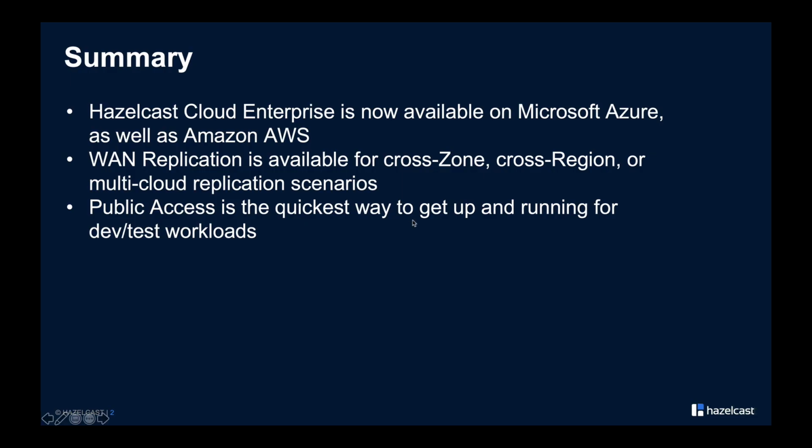Just to wrap up for the day, the focus today wasn't on showing all the features of Hazelcast Cloud Enterprise, but to focus on relatively new software features that have been added since the launch earlier this year. So the biggest of those new features is that we can now deploy to Microsoft Azure as well as to Amazon AWS. We also saw WAN replication and how easy it is to set up. In our case, we did multi-cloud, cross-cloud replication, but you can also use that within the same cloud provider to do a cross-zone or cross-region replication.